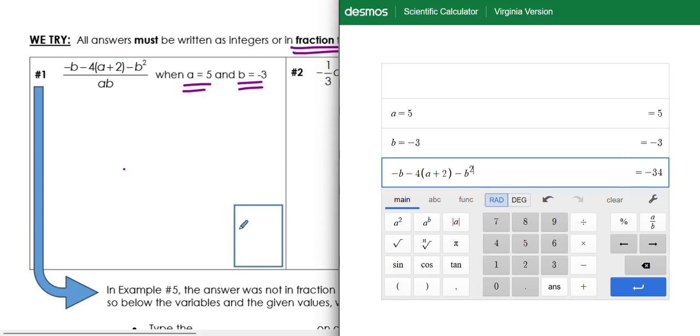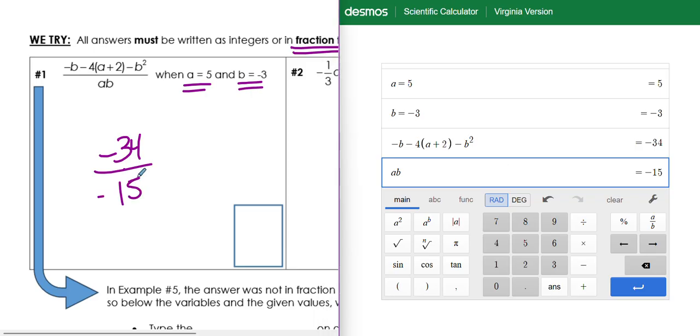So that gives us negative 34. Actually, sorry, I don't want to really write that there. The top of the fraction is negative 34. The bottom is just a times b. That's negative 15. And then I want to simplify this fraction. Actually, nothing divides these two, but they both have negative signs, so you could divide them by negative 1 on top and negative 1 on the bottom, and just change it into a positive version of each of those numbers. That is as simple as that will get.